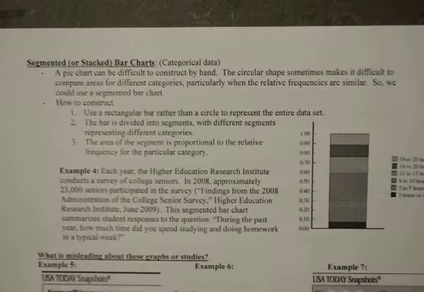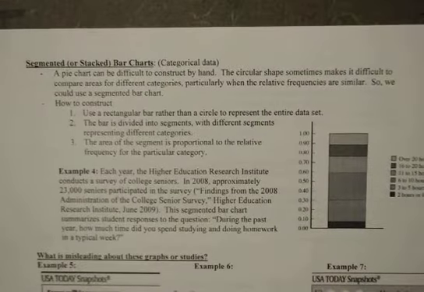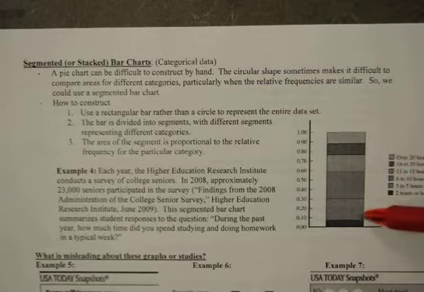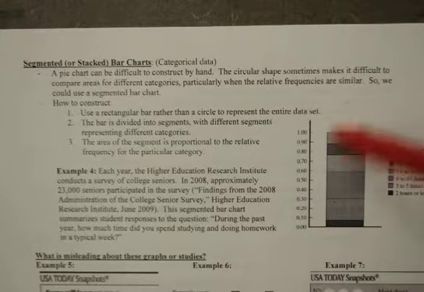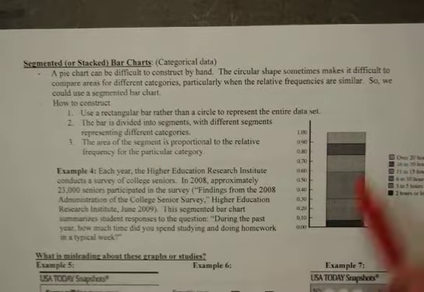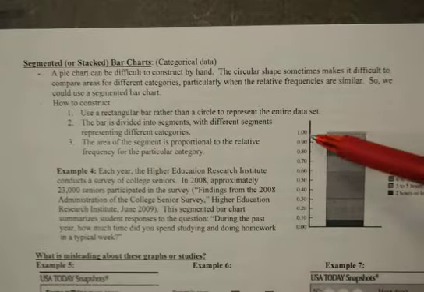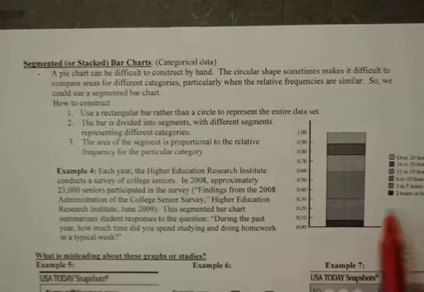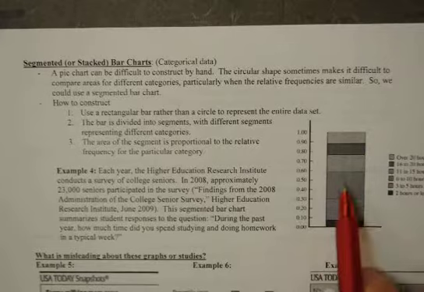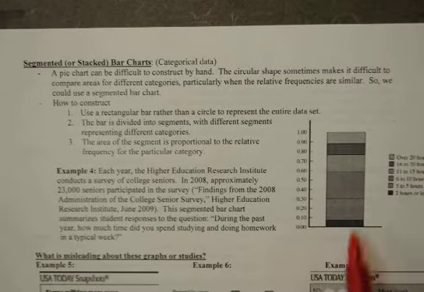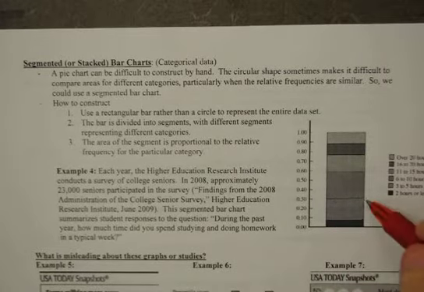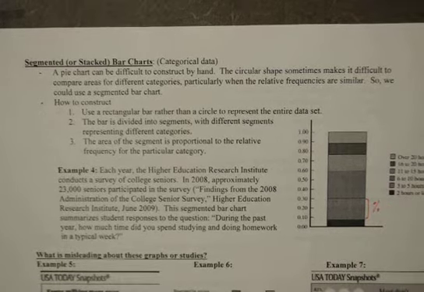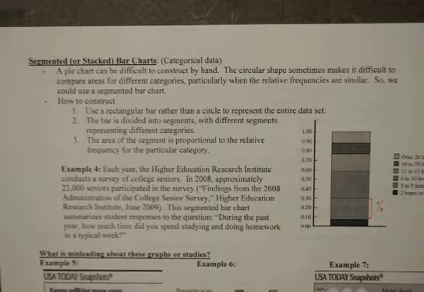Moving on, a segmented or stacked bar chart. It's basically a pie chart, just as a bar. So you put the 0 to 100% here on the axis, and then you put the categories here, and then this represents whatever percentage you need it to be, like a pie chart.